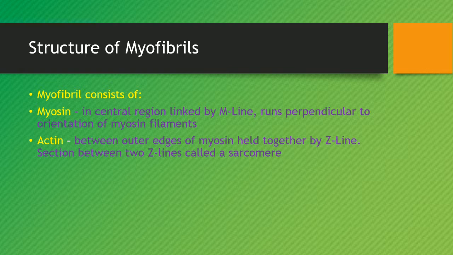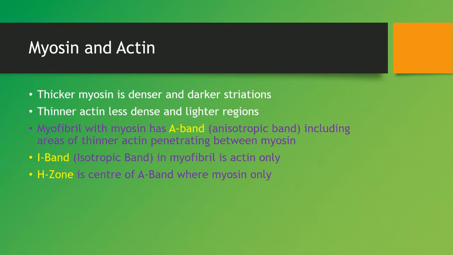Myosin is in the central region linked by the M line, and it will run perpendicular to the orientation of myosin filaments. Actin is between the outer edges of myosin, which is held together by the Z line, and the section between the two Z lines is called the sarcomere. The thicker myosin is, the denser and darker the striations, and the thinner actin is less dense and has lighter striations. So myosin is thicker, meaning it's denser and has darker striations, but actin is thinner and so it is less dense and has lighter regions.